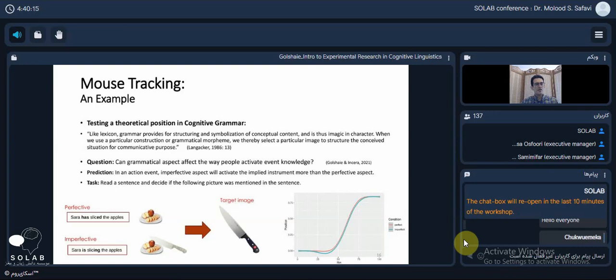He says, like lexicon, grammar provides for structuring and symbolization of conceptual content and is thus imagic in character. When we use a particular construction or grammatical morpheme, we thereby select a particular image to structure the conceived situation for communicative purpose. In an experimental study, we asked the question, can grammatical aspect affect the way people activate event knowledge?